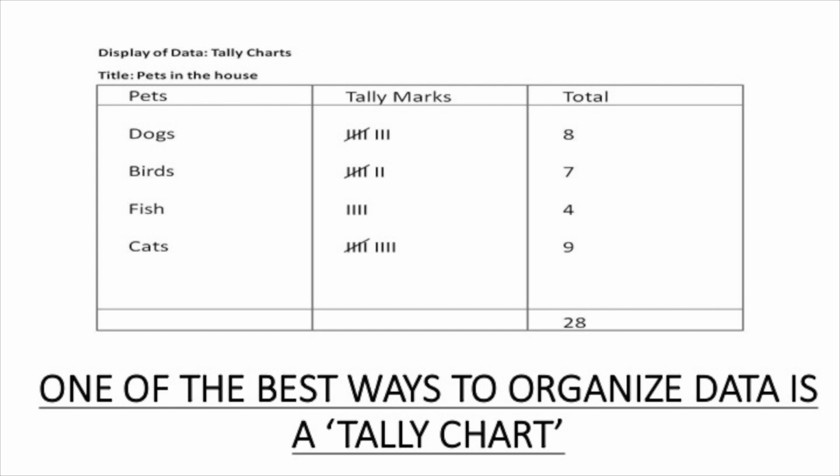Yes. But how many animals in total? 8 plus 7 plus 4 plus 9? 28 in total. That's our final data amount, but we have our 4 categories, so we know how many of each animal, and we also know the total number of animals. Organizing data.